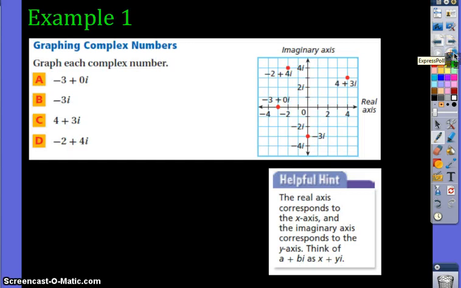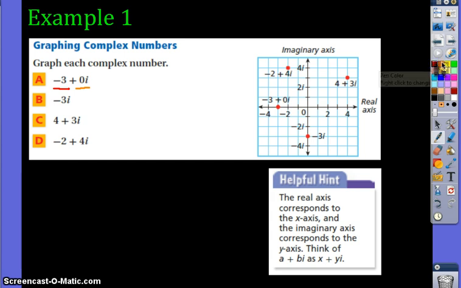All right, so first of all, graphing complex numbers. A complex number, as you'll recall, has a real part, which is this part over here, and then it has an imaginary part, which would be this part over here. The real part, that's how far we would go on the real axis. The imaginary part, that's what we do on the imaginary axis.